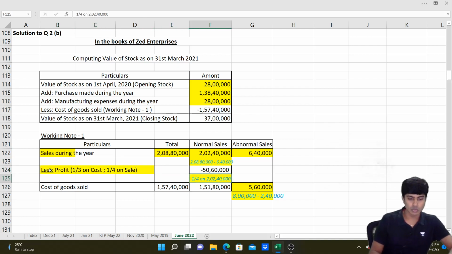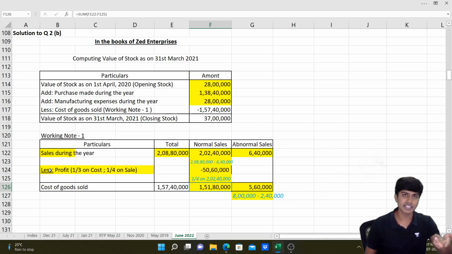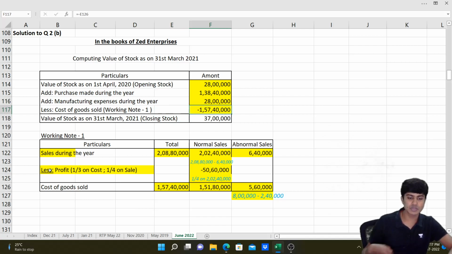So I'll do 2 crore 2 lakh 40,000 into 1 by 4. If I do that, I'll get 50 lakh 60,000. This is my profit. If I deduct profit of 50 lakh 60,000 from 2 crore 2 lakh 40,000, we will get cost of goods sold as 1 crore 51 lakh 80,000 for normal sales. For abnormal sales, it is 5 lakh 60,000. Total cost of goods sold will become 1 crore 57 lakh 40,000. I will deduct this from my usual opening stock plus purchase plus manufacturing expense. Closing stock will be the answer, 37 lakh.